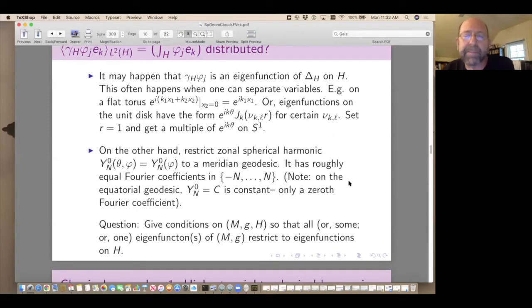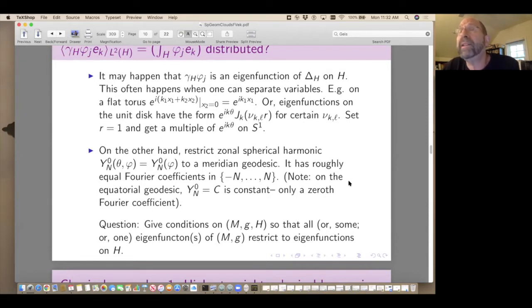Another example, I should have put this in, I'll do it in another slide anyway. Of course, you can play the same game on a round sphere. You can take the standard basis Y_lm, joint eigenfunctions of the Laplacian and a rotation around the third axis. And so when you look at the orbits of rotation around the third axis, you get latitude circles or you get the equator.